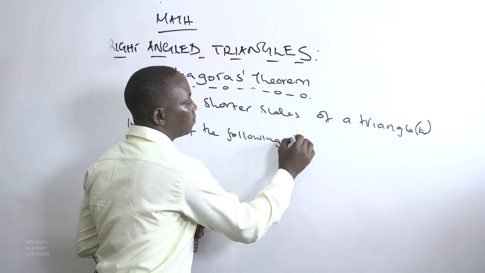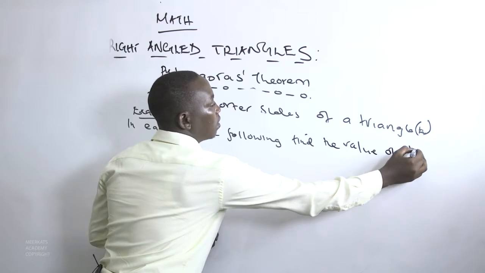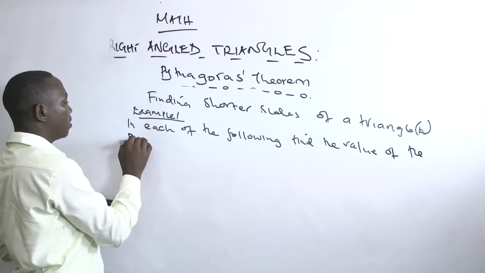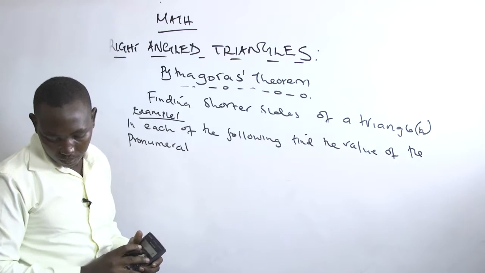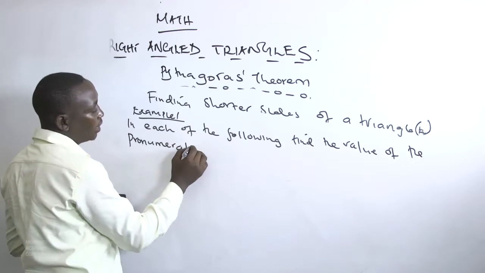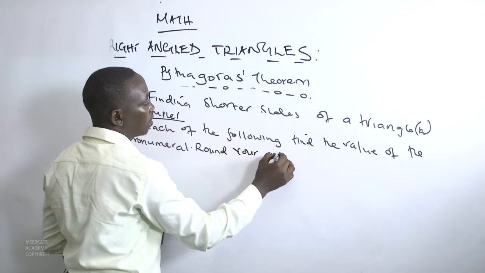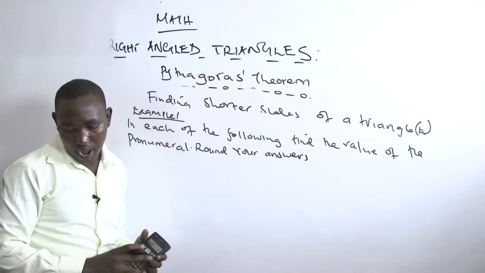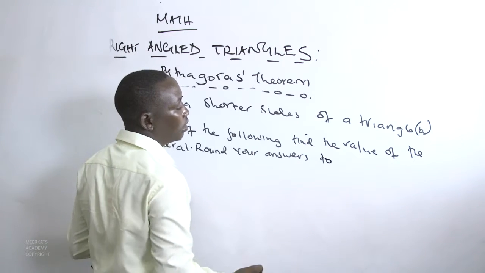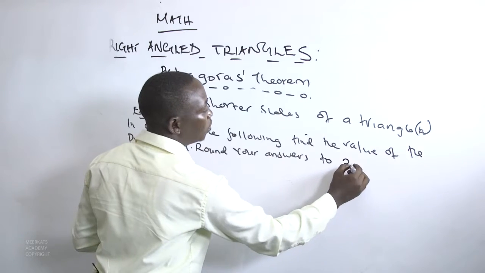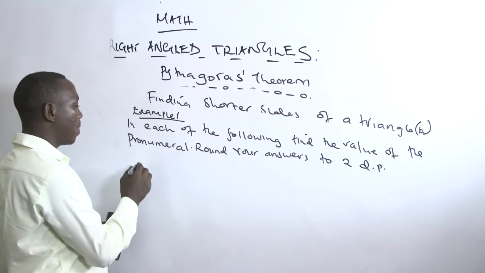Example: in each of the following, find the value of the pronumeral. Round your answers to 1 decimal place. Let us put it as 2 decimal places, where necessary.